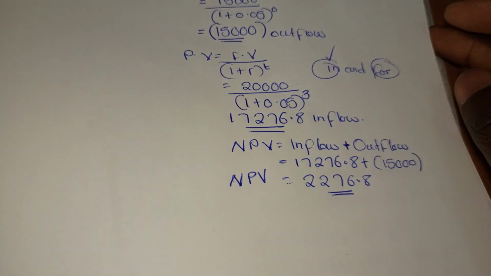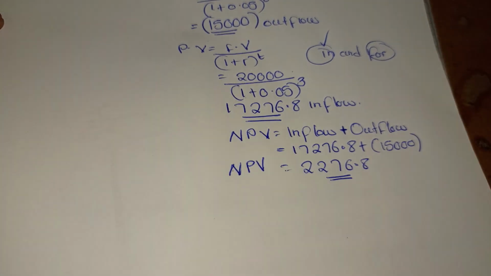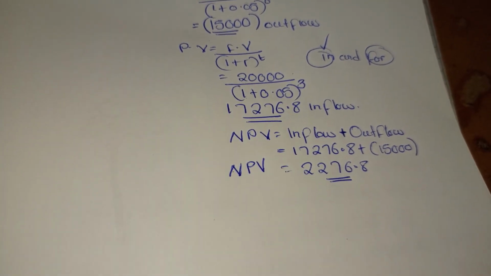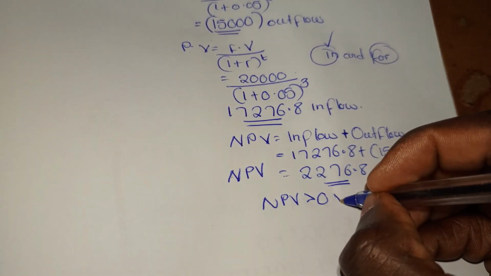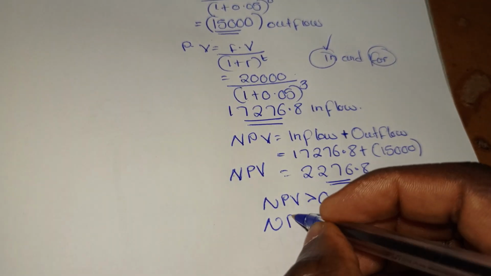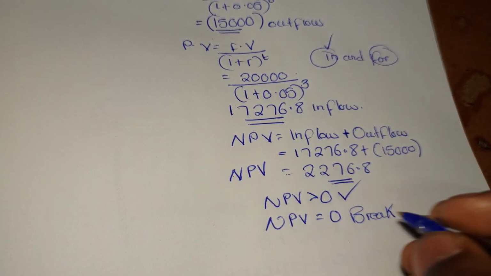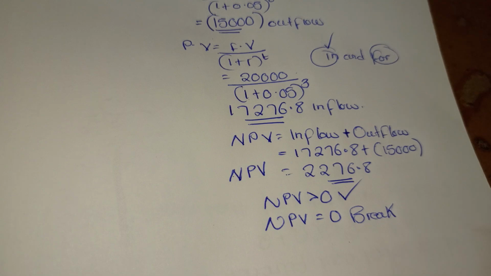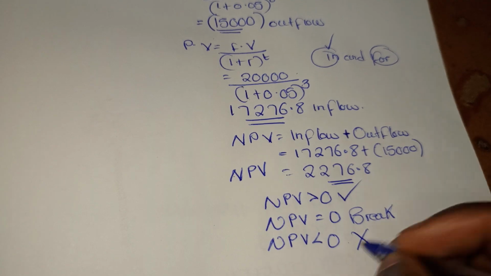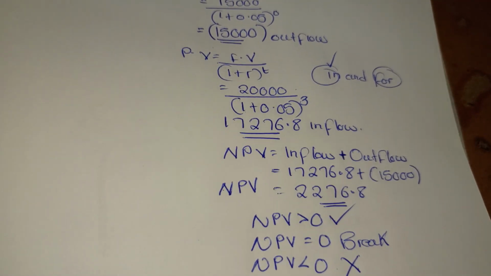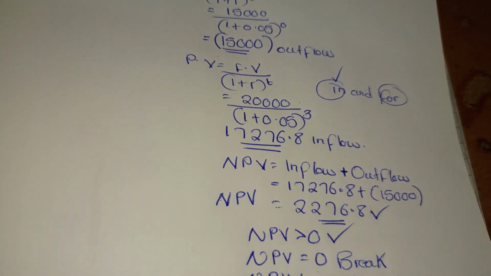Then if you use the net present value in determining if a project is worthwhile taking, we know that if the net present value is greater than 0, then the project is worth taking. If the net present value is equal to 0, then we are at a break-even point where producer surplus and consumer surplus are the same. If your net present value is less than 0, then the project is not worth taking. So here the project is worth taking because the net present value is greater than 0.